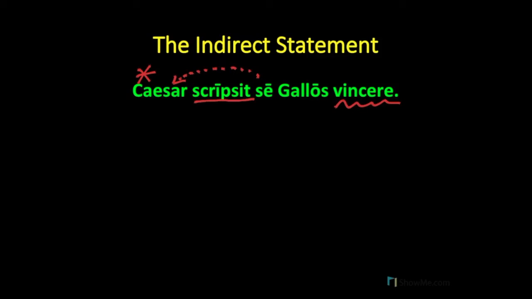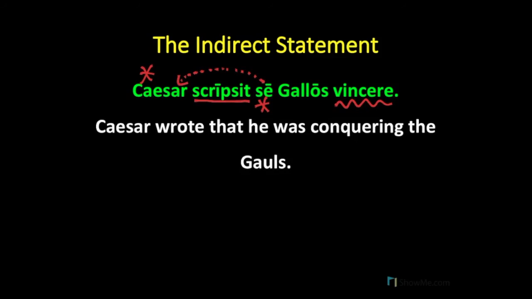Now, you can see that there is some room for ambiguity here with two accusatives. One is going to be the subject, one is going to be the object. So either we have Caesar conquering the Gauls, or the Gauls conquering Caesar. We're going to be optimistic for Caesar and say that Caesar is going to conquer the Gauls. But, as often happens with reading Latin, you'll need to use the context to determine what is being said. So, we translate, Caesar wrote, scripsit, that he was conquering the Gauls. Again, we have that keyword that in English.